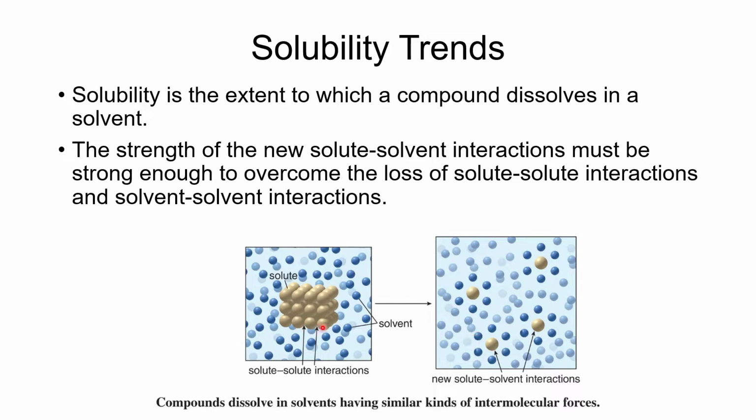If these are about the same strength, the ones that you gave up and the ones that you got, then you're probably going to be able to make a solution. However, if these new interactions are much weaker than the old interactions that you gave up, then forming a solution is much less favorable. Now, it's not impossible because of the whole entropy thing, but it is definitely going to be more difficult to do.